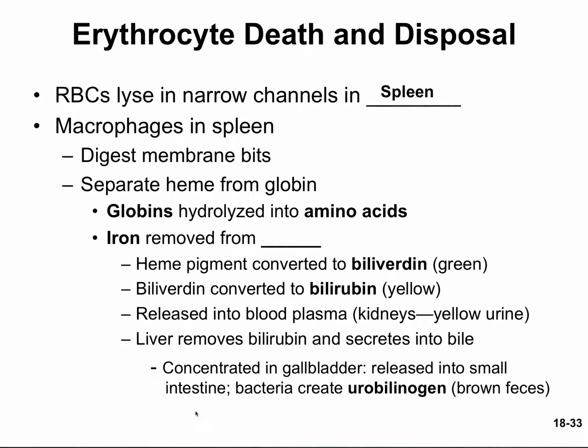The heme pigment is converted to biliverdin. The biliverdin converts to bilirubin, which is released into the blood plasma and into the kidneys, which turns the urine yellow. The liver removes the bilirubin and secretes it into bile. Bile is concentrated in the gallbladder, released into the small intestine, and bacteria interact with it, creating urobilinogen, which gives us brown feces.